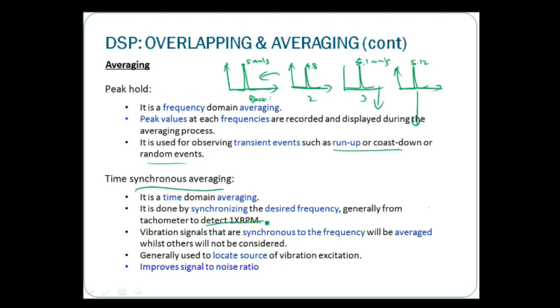So vibration signals that are synchronous to the frequency will be averaged, while others will not be considered and will be removed over time. This averaging technique is suitable for reducing noise. Those non-synchronous components we consider as noise, so they can be removed. So it improves the signal to noise ratio. Your signal strength becomes higher and the noise will be reduced.